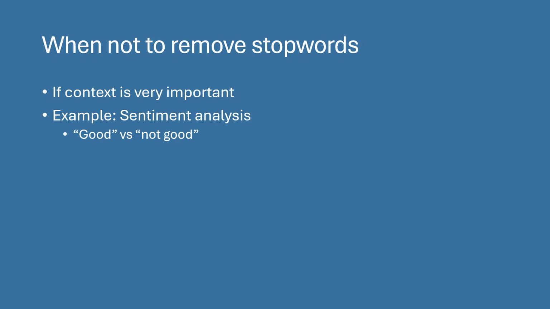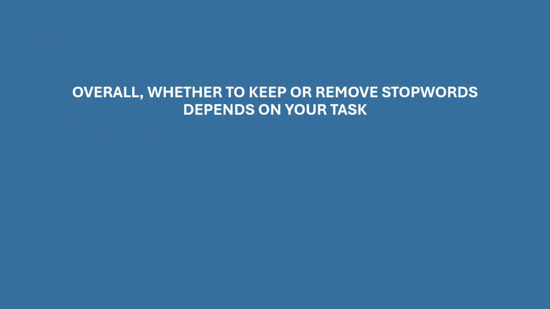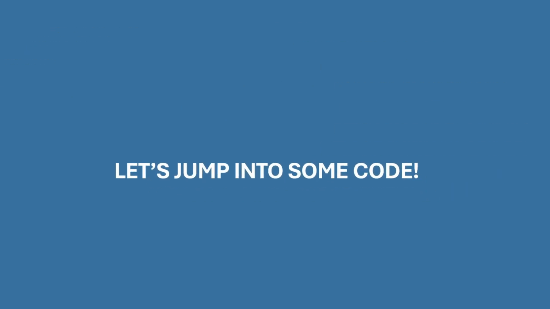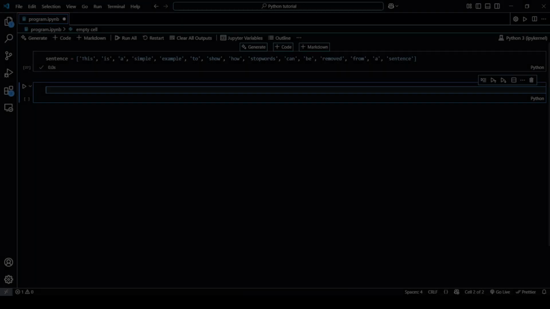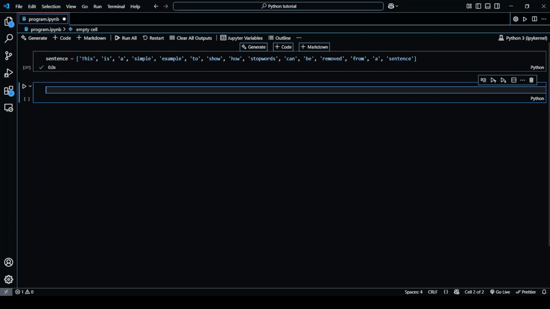So the key is to think about what your task is and whether stopword removal is actually beneficial to your task. Overall, whether to keep or remove stopwords depends on your task. Let's jump into some code. We have this simple sentence here on which we want to apply stopword removal. First of all, we need to import NLTK.